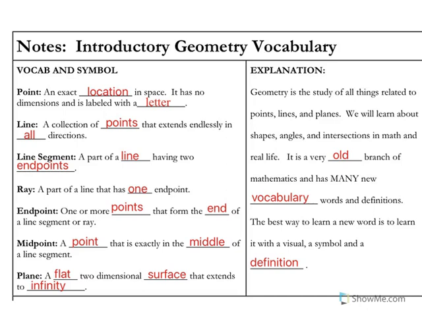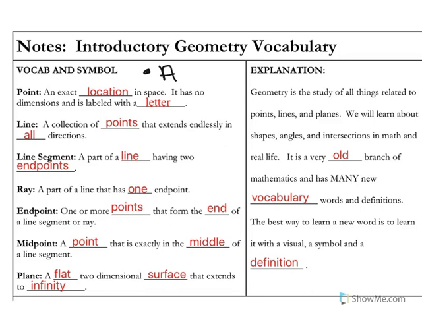A point is an exact location in space. It has no dimensions, so it doesn't have a length, width, or height, and it is labeled with a letter. If I were to show you a point, it would just be a little circle, and then we would put a letter with it, let's say the letter A. That's the symbol, and that is how we'll see it when we are doing math.